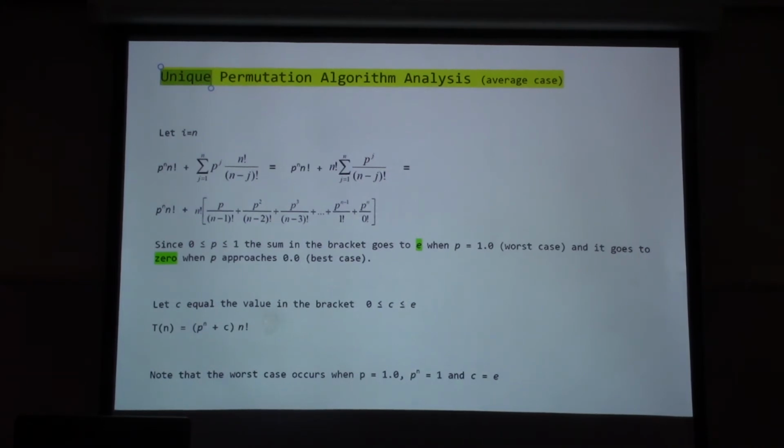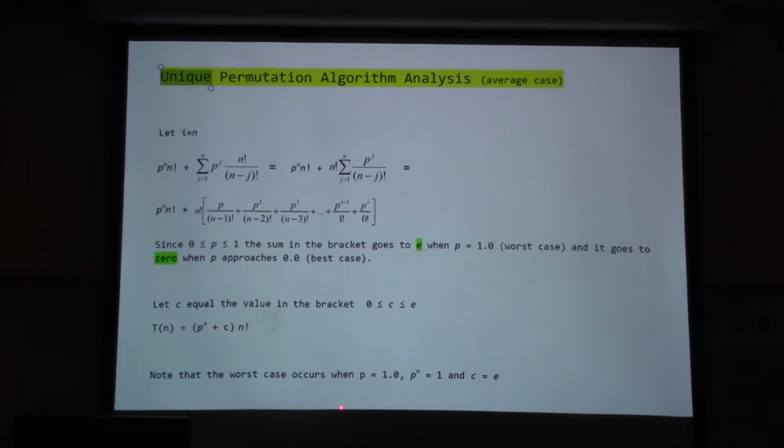So if p is very, very close to 0, this will approach 0, therefore this term will disappear. The bottom line is, notice that we have n factorial times p to the n, and we have n factorial times this thing, which is going to go no less than 0 and no higher than e. So this bracket goes between 0 and e. Therefore, we're going to call this bracket C, assuming that C goes between 0 and e. So it's going to be n factorial times p to the n plus C.